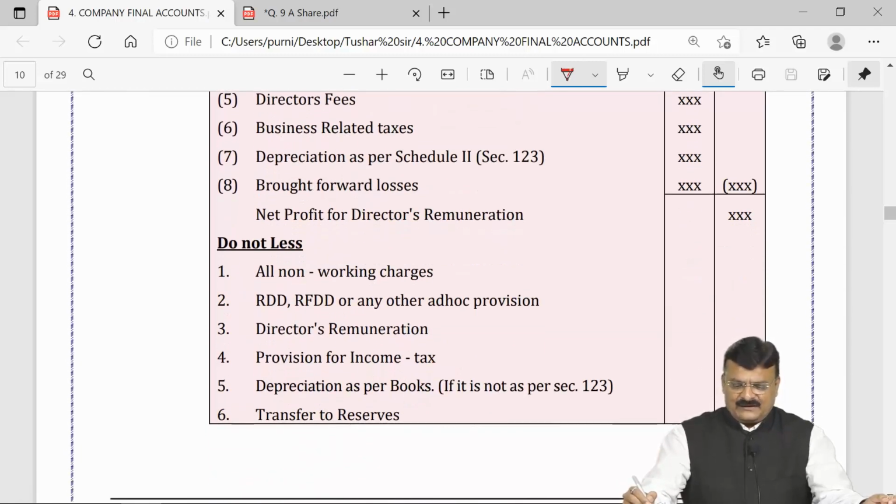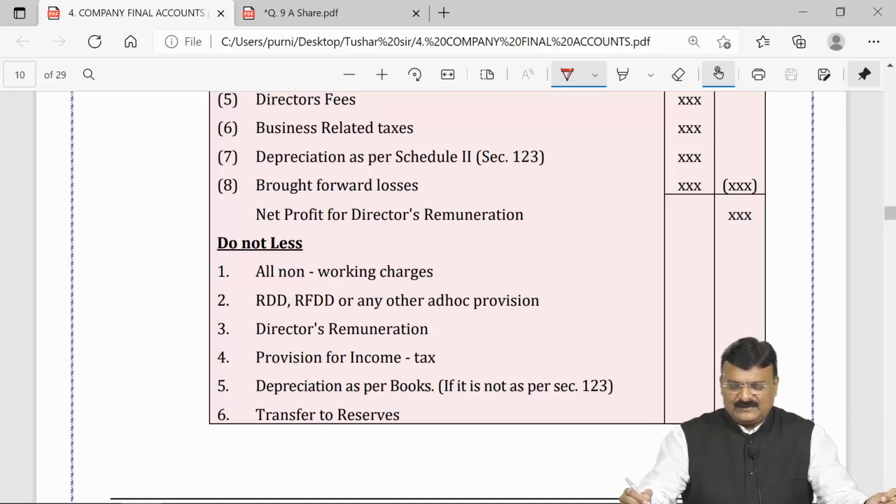What should not be deducted? All non-working charges, meaning non-operating expenses, loss on sale of investment, loss on sale of fixed assets, all abnormal losses like loss by fire, theft, accident, strike, etc. cannot be deducted for Section 198. RDD, RFDD. RDD stands for reserve for doubtful debts. RFDD stands for reserve for discount on debtors or any other ad hoc provision. In short, no provision and no reserves are allowed to be deducted.